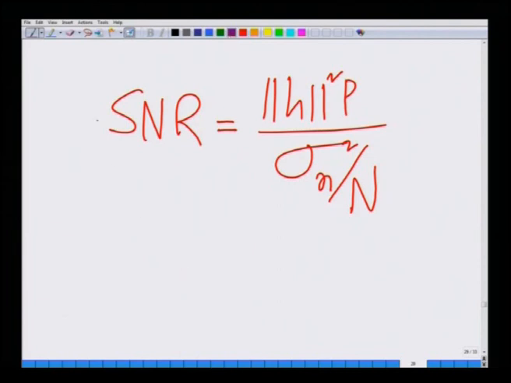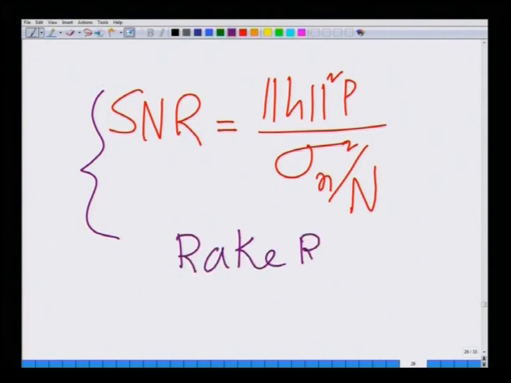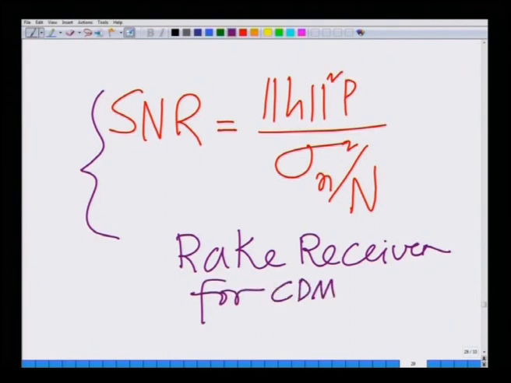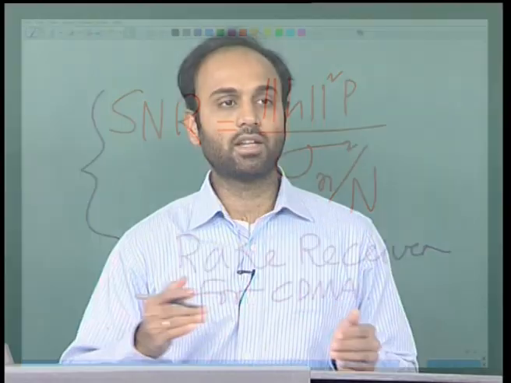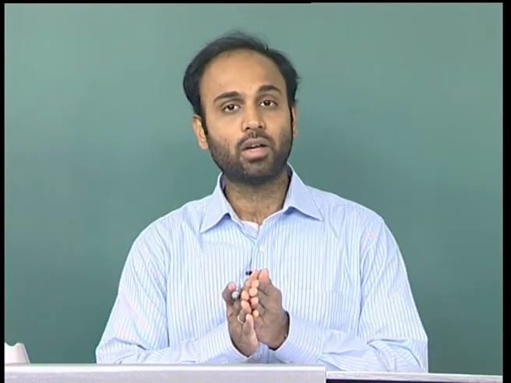This is nothing but the RAKE receiver for CDMA. You are extracting those different multipath components by correlating with the shifted chip sequences and combining them using the maximal ratio combiner. That is nothing but the RAKE receiver in CDMA systems.